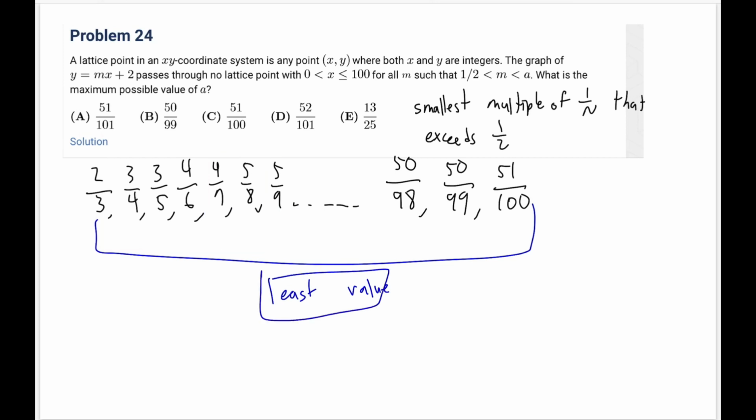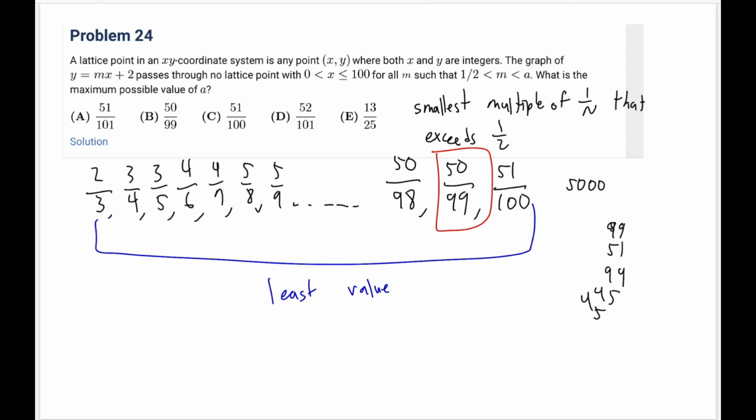So that's why we would have to try to get the least value, and we can see that the least value is 50 over 99, because it's obviously either this or this, right? But then if you cross multiply, this becomes 5,049 versus 5,099. So this is smaller. 50 over 99 is the least value, so the answer is 50 over 99, which is B.